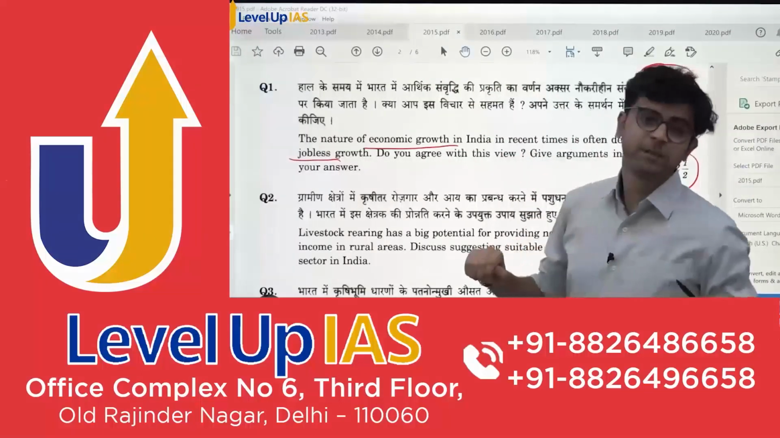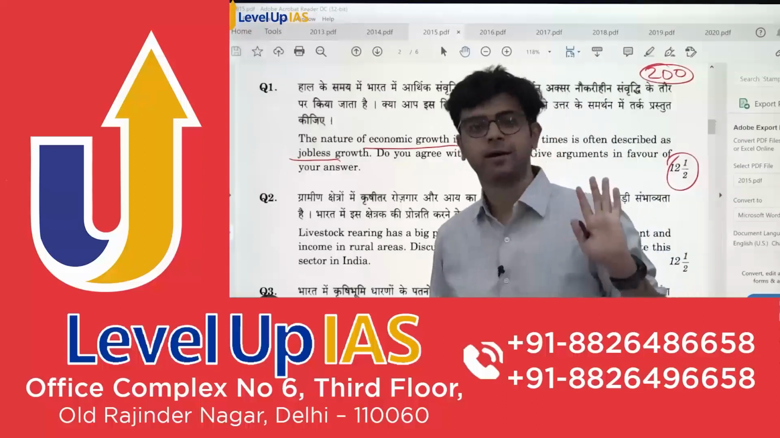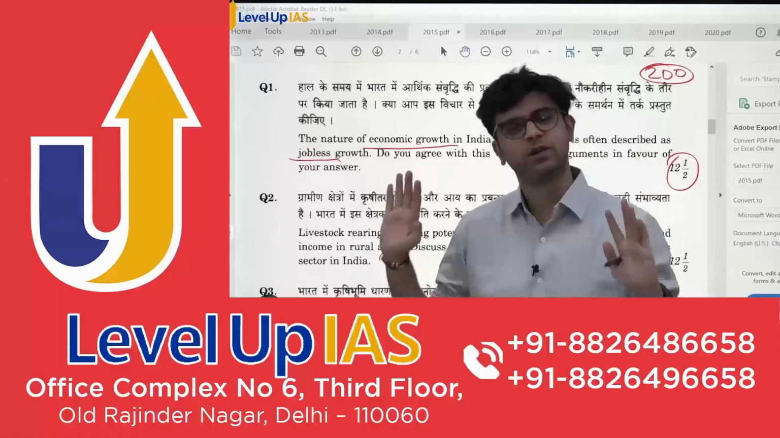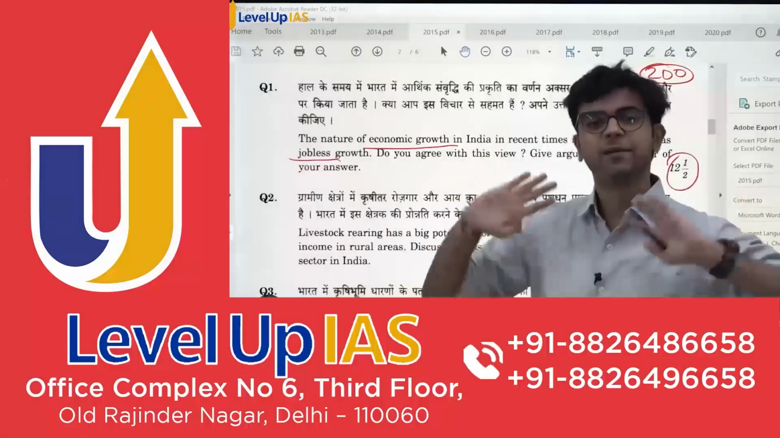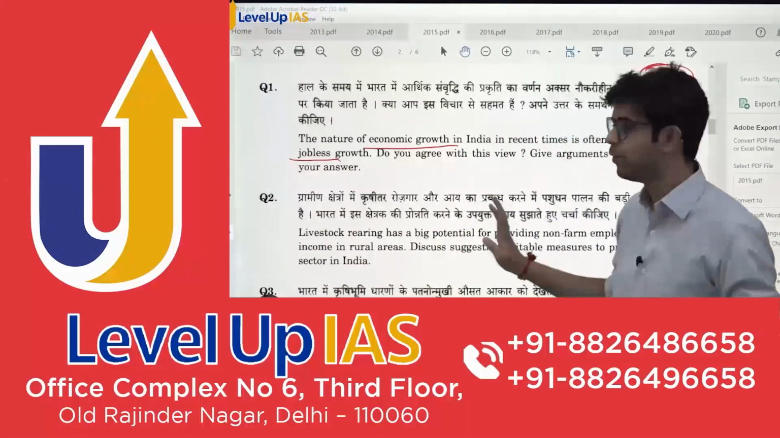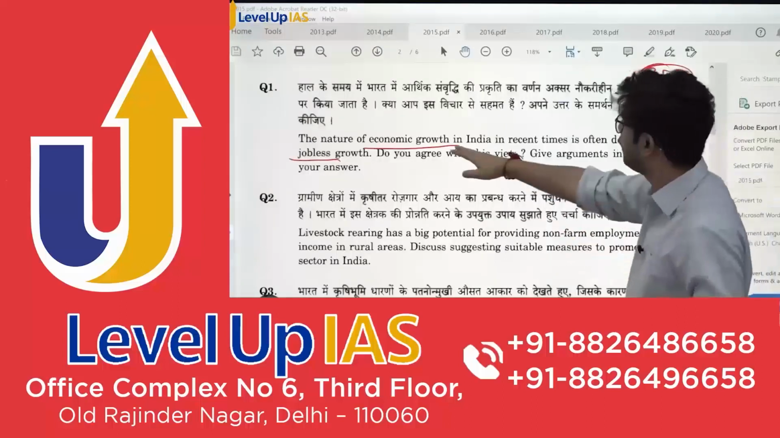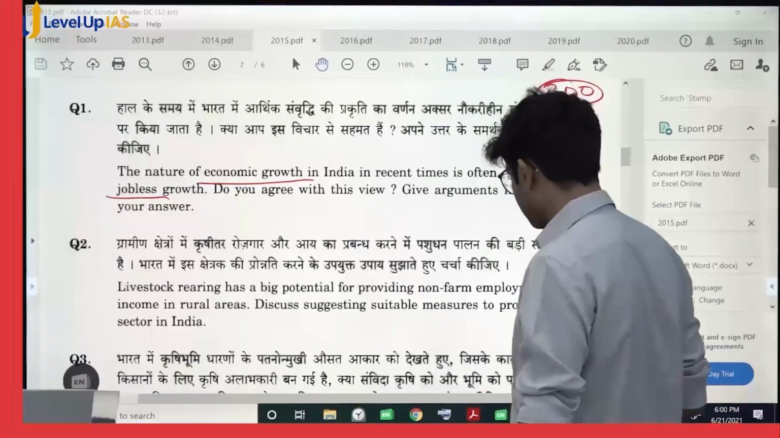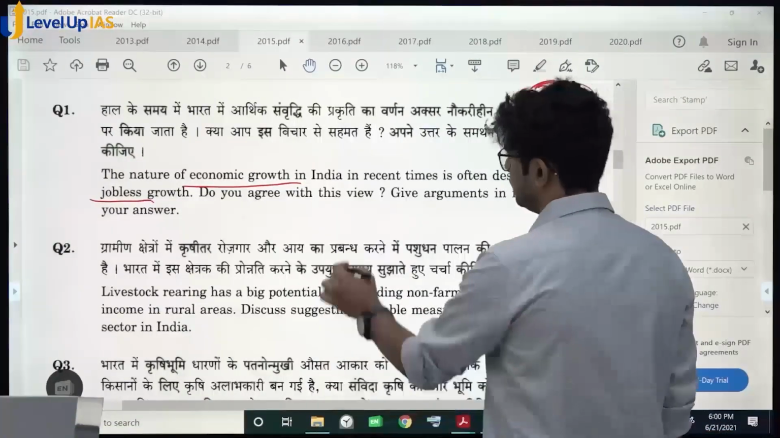I told you 70% of our syllabus is point 1 and point 8 combined. So the other points, just forget those for now. Enjoy point 1 and point 8. 70% of our study goes to point 1 and 8 only. Nature of economic growth in India in recent times is often described as jobless growth. Chalo. First part.